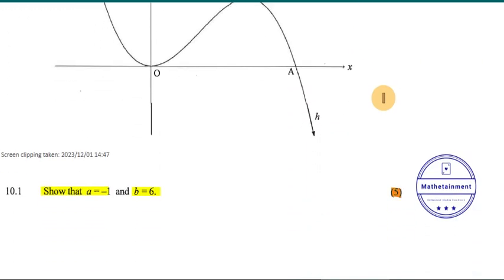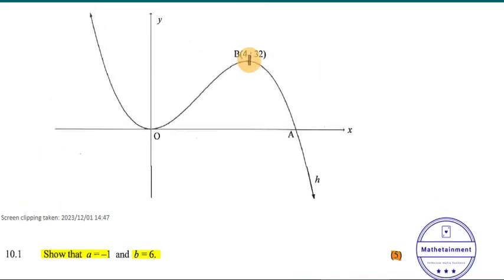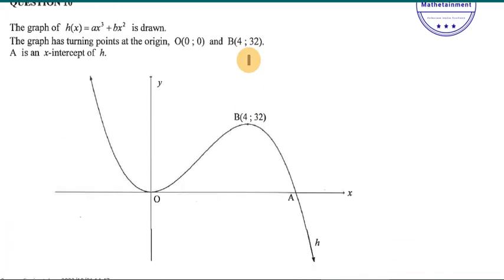Here we're going to show that the value of a is equal to -1 and the value of b is equal to 6. How do we find the value of a and the value of b? Let's just go back to the information given to us. We know two turning points: this one, O, which is (0; 0), and the other one, which is (4; 32). What can we do using the information provided to us?